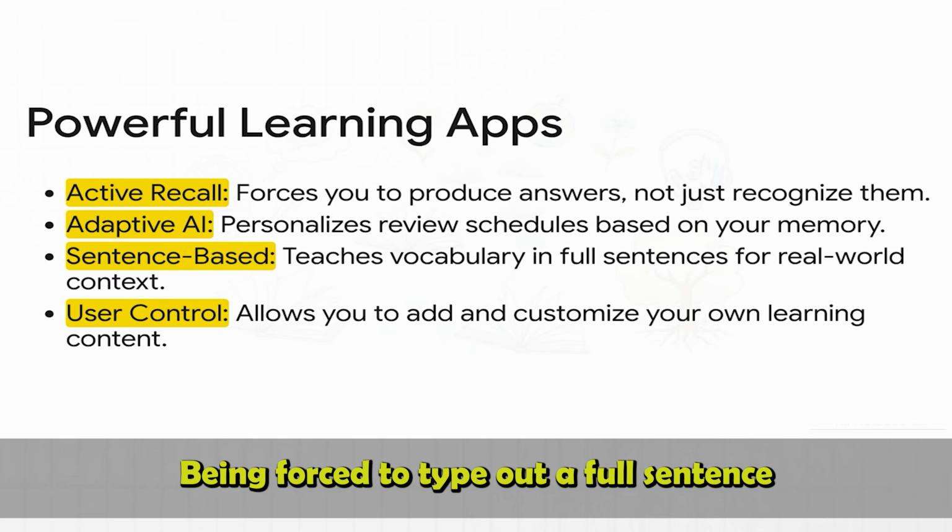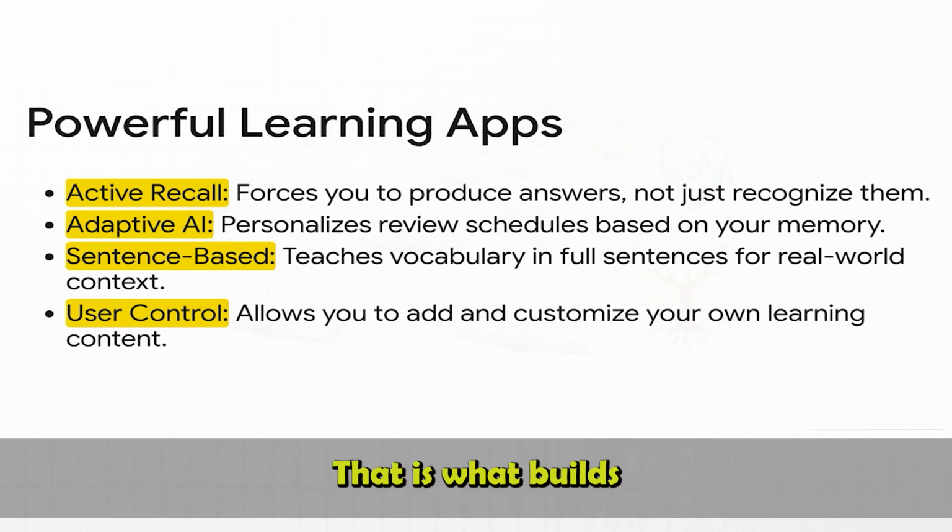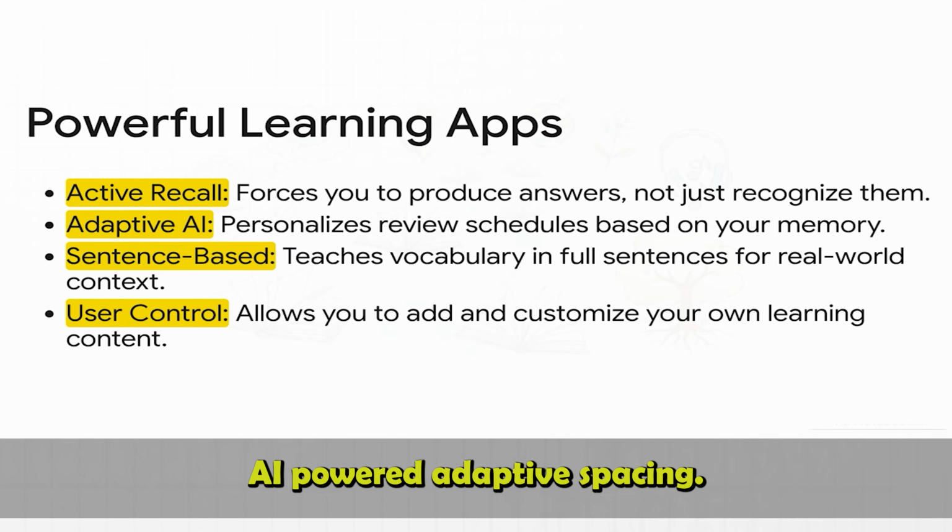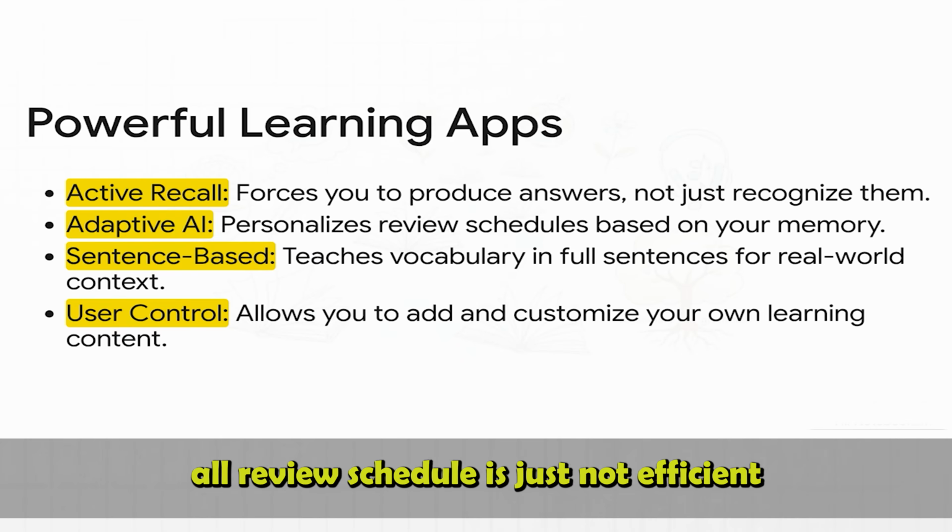Being forced to type out a full sentence or say it out loud from memory, that is what builds strong neural connections. Second, the best systems use AI-powered adaptive spacing. A one-size-fits-all review schedule is just not efficient because everyone's memory is different. A truly smart app learns your unique forgetting curve for every single piece of information and customizes the review schedule for you in real time.